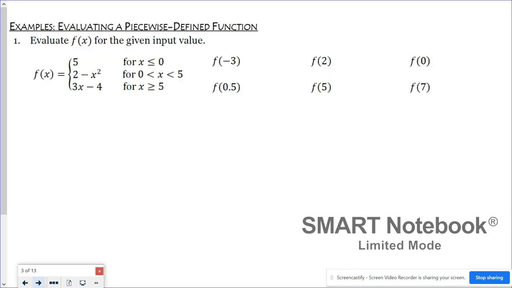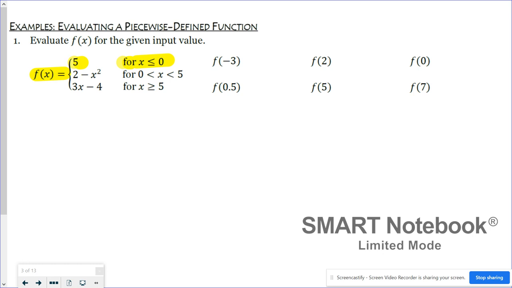So, for example 1 in your notes, this is our piecewise function. f of x is made up of 3 different pieces. Let's focus on the very first piece. This tells us that f of x is equal to 5, and it's equal to 5 for all x values less than or equal to 0. Here in example 1, I want to evaluate, looks like we have 6 different evaluations to do. I would use this piece for any x values less than or equal to 0.